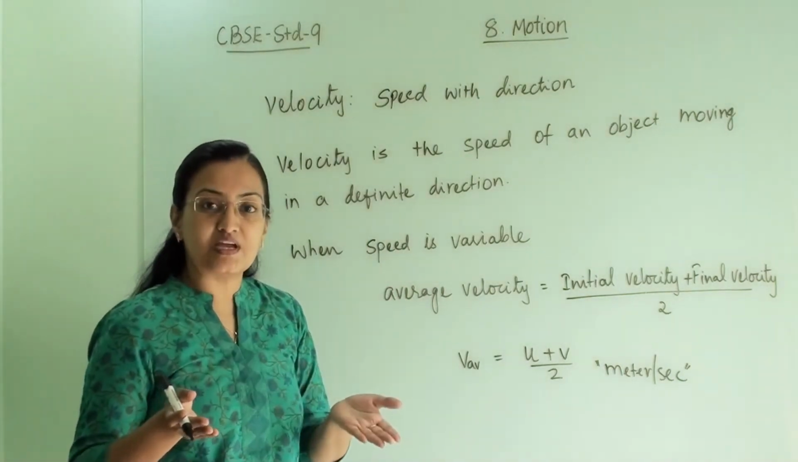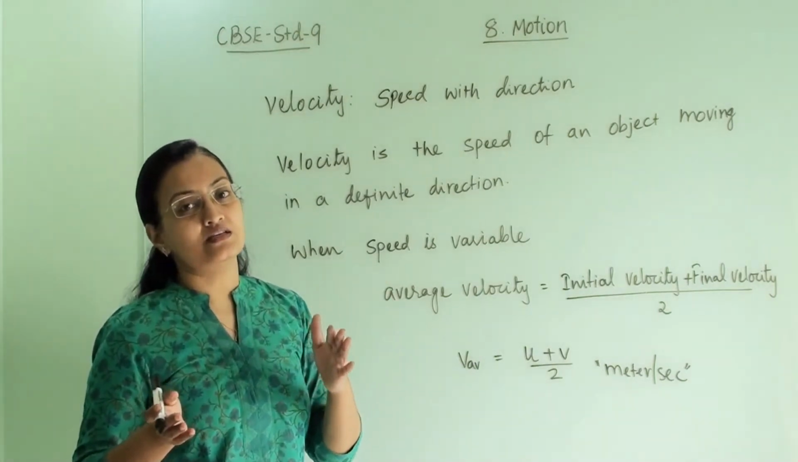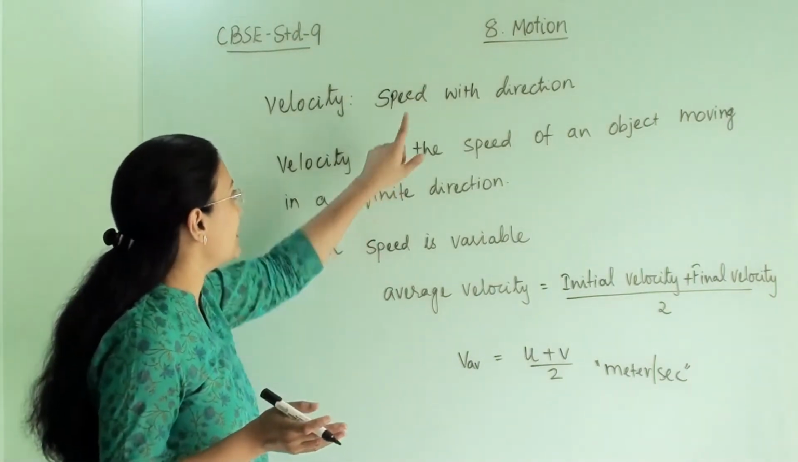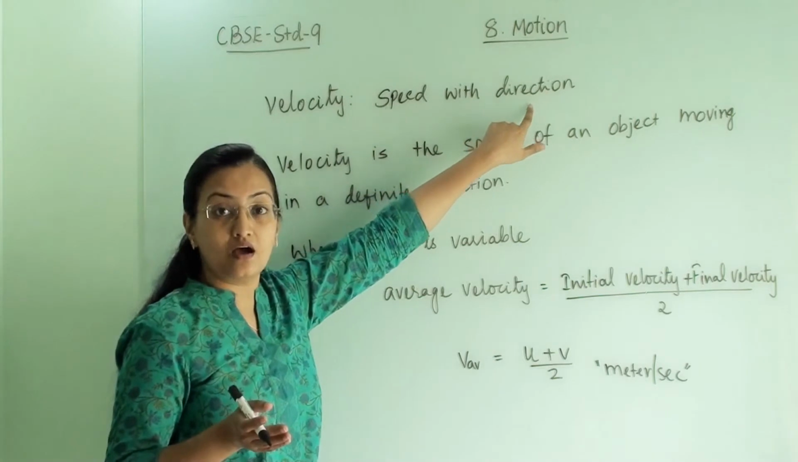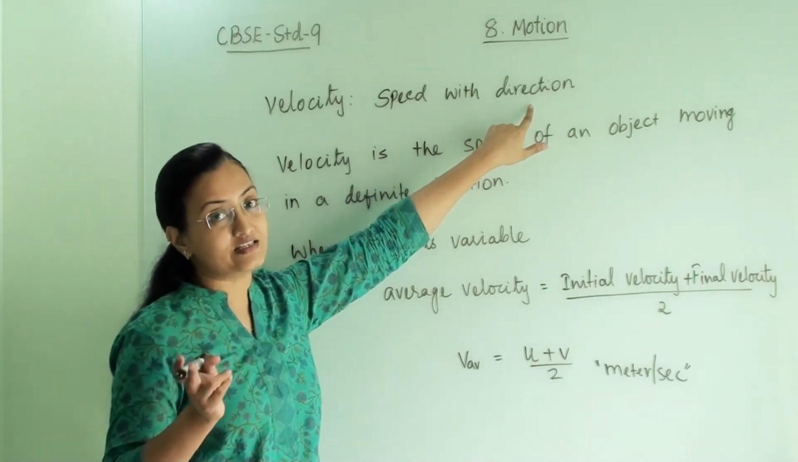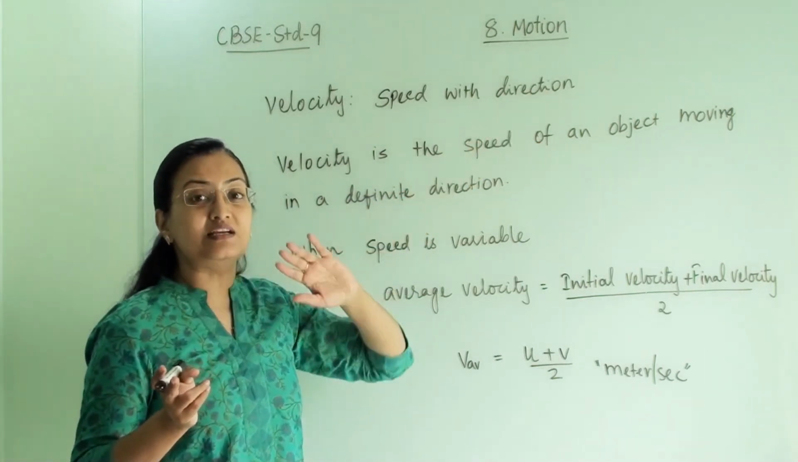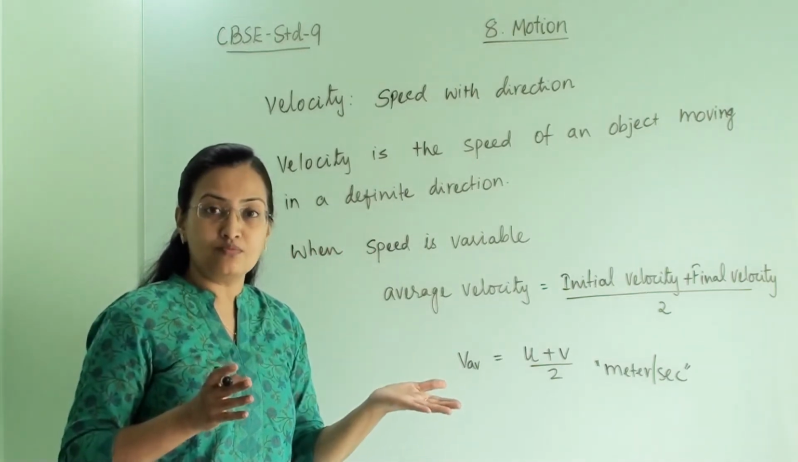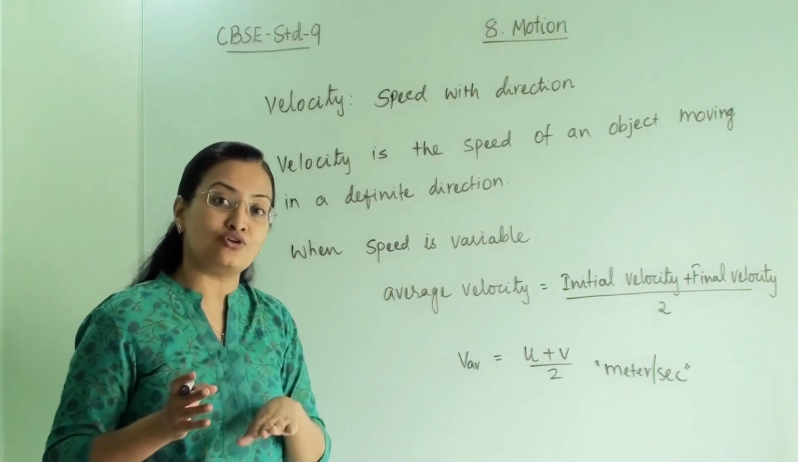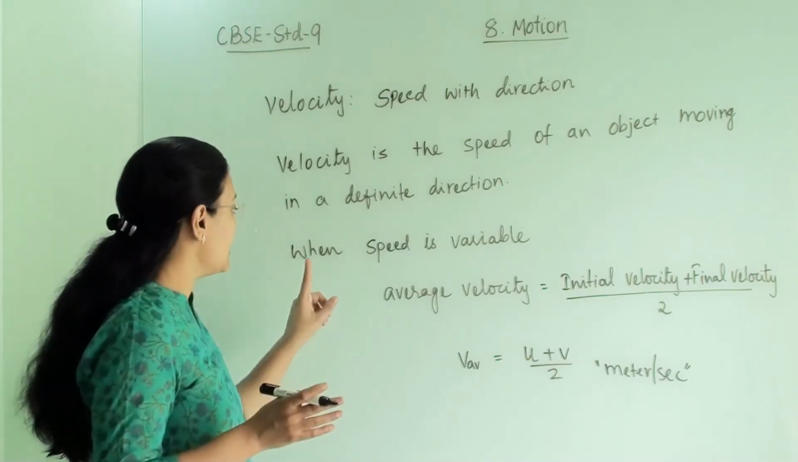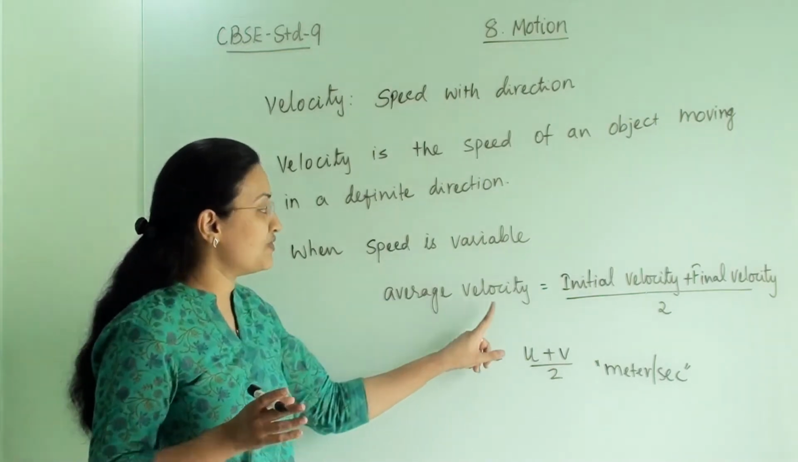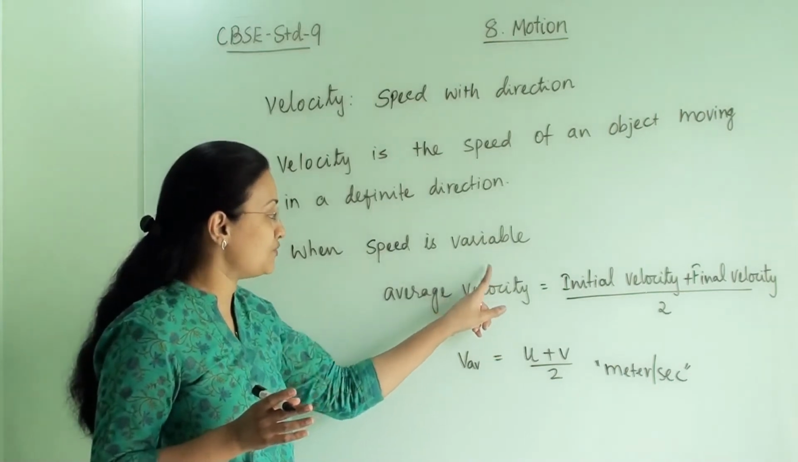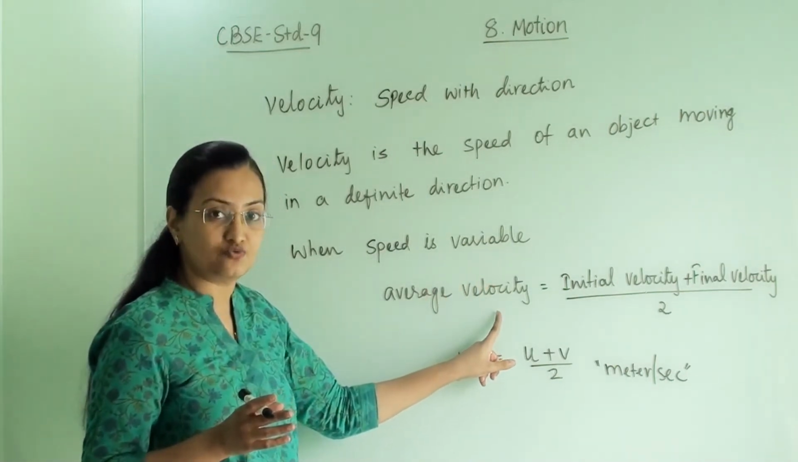Now what is speed? Distance covered in total time. So that is speed, and when speed comes along with a direction, then that is velocity. Now speed can be variable, because sometimes speed is uniform and sometimes speed is non-uniform. So in that case we can take average velocity. When the speed is variable, we can take average velocity.